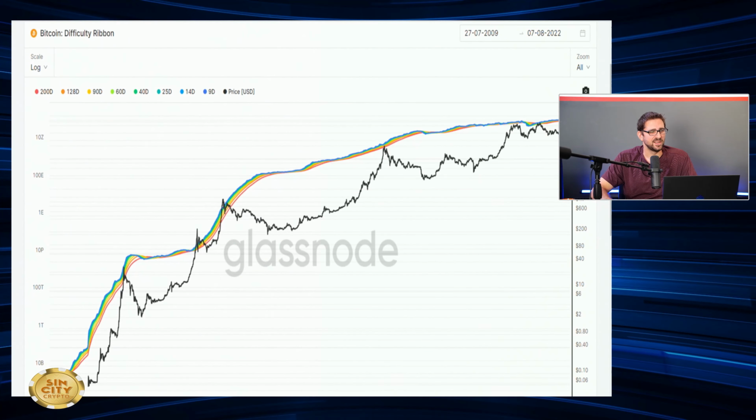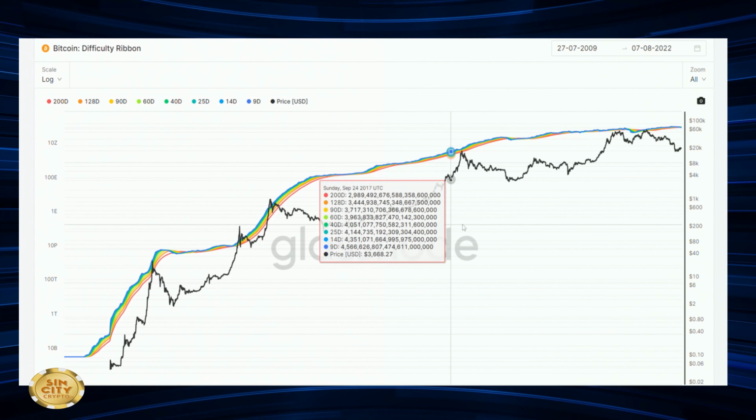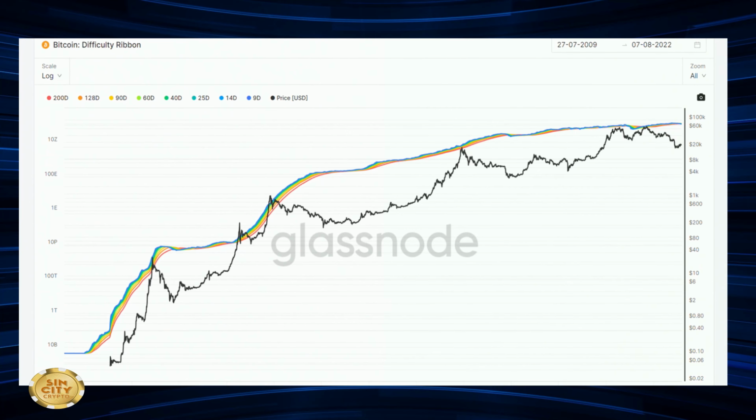The Bitcoin bottom is in, and I have facts to prove it. Okay. Exhibit A. The Bitcoin difficulty ribbon. Okay, so let's go through this. Spend the next 5 minutes with me, and after that, if you don't believe the bottom is in, then I don't know what to tell you.